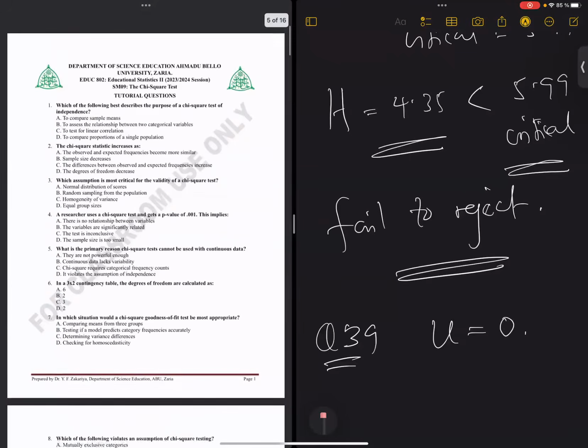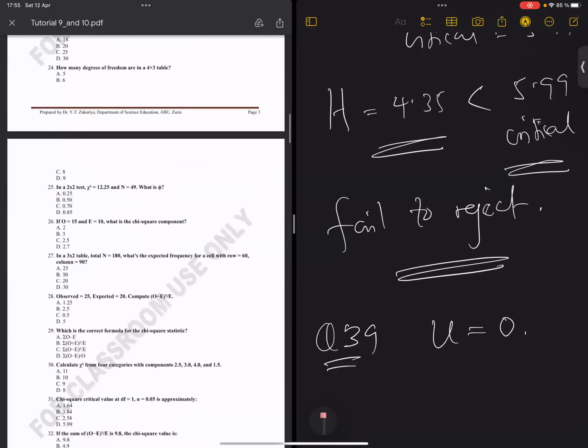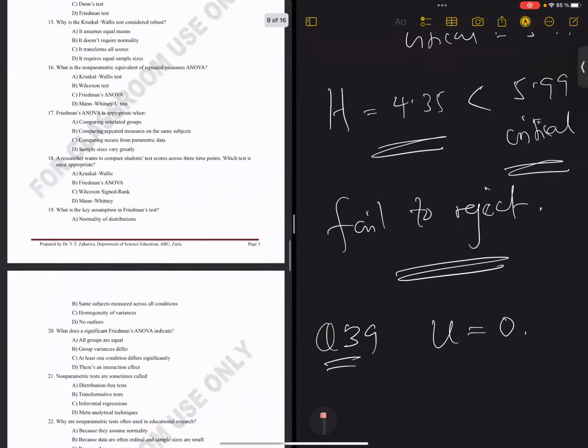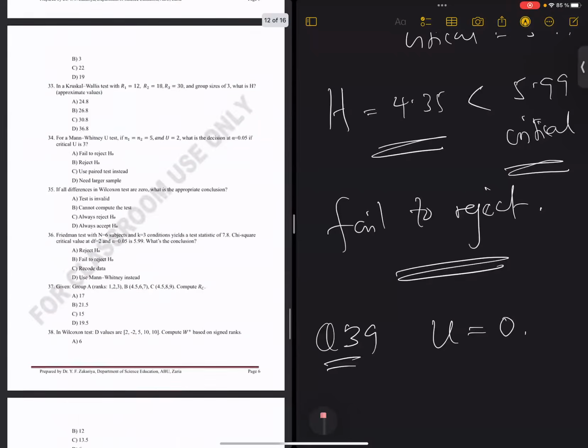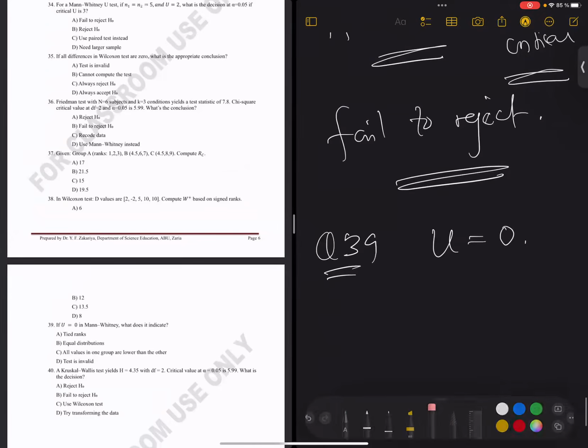Question 37, of tutorial 10. It says, given group A ranks to be this, group B ranks to be this, group C ranks to be this, compute RC. This is the simplest question.